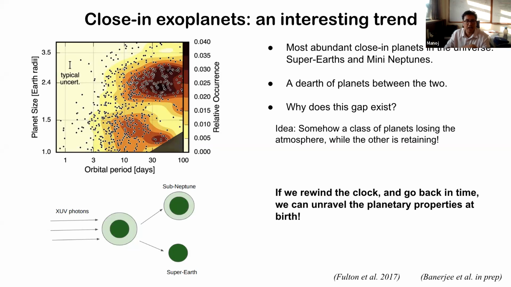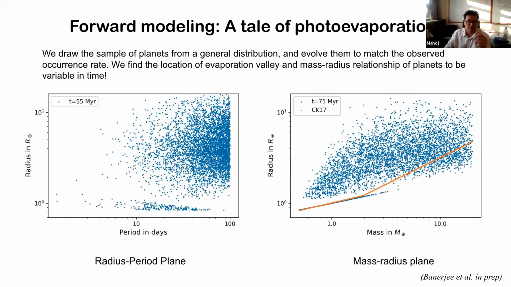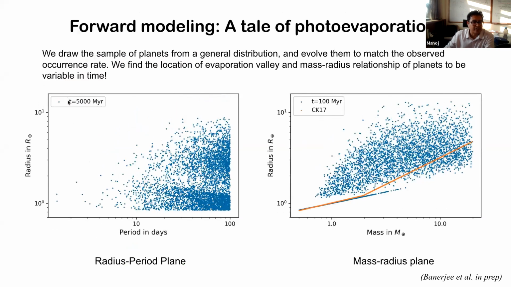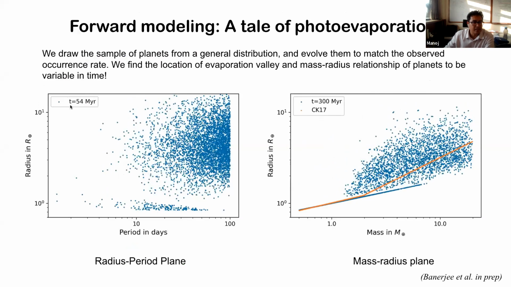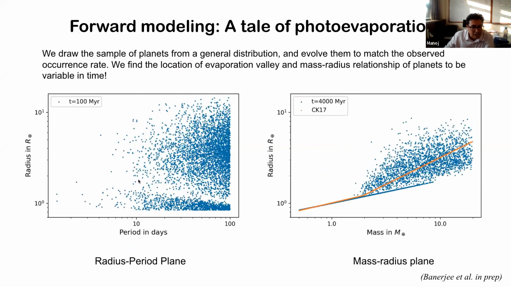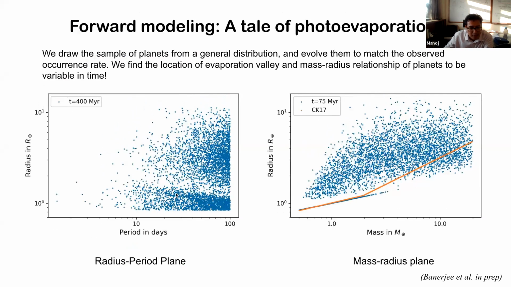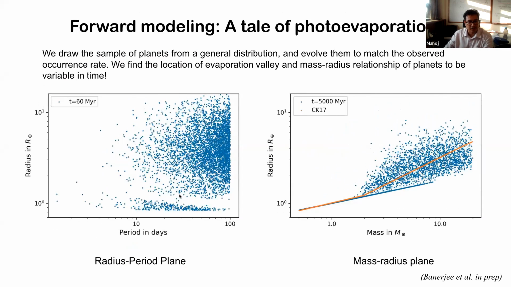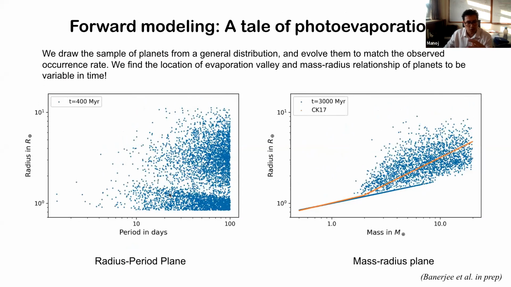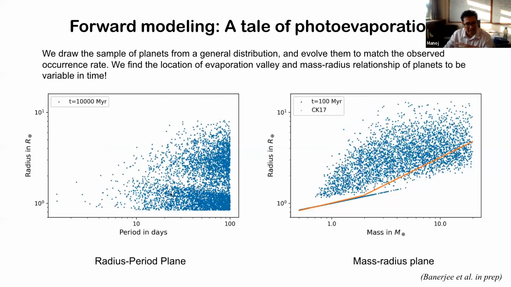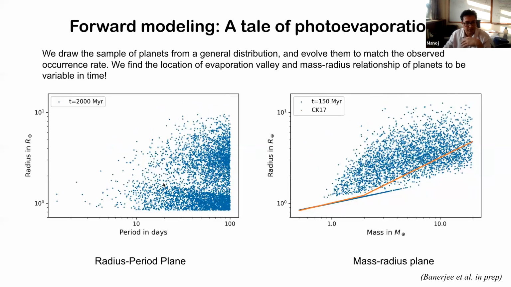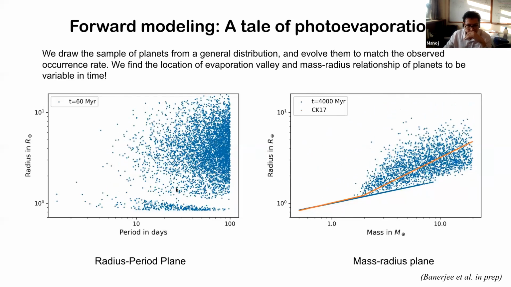He tried to model this, and I'm showing a video here. First, look at the left panel. When it starts, you see the gap forms, and the gap actually moves in time. The radius valley, when you run with the photoevaporation, is actually a function of time. The valley keeps moving up to larger and larger radius.